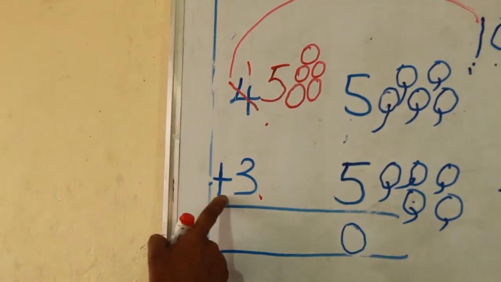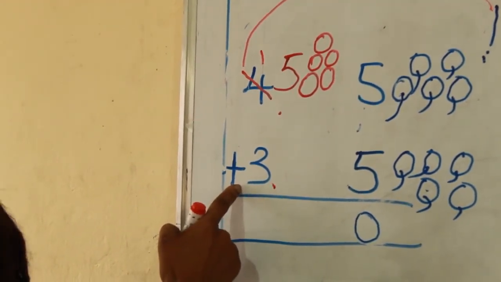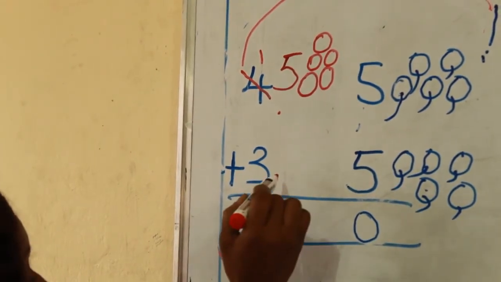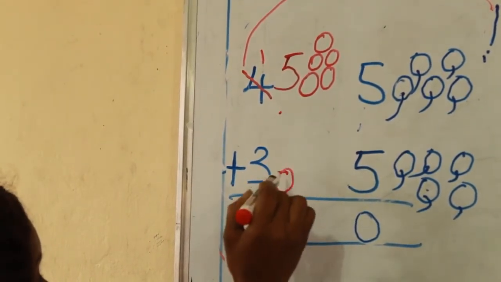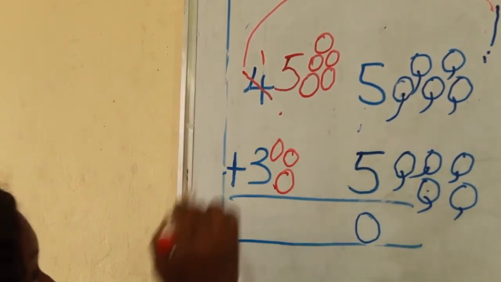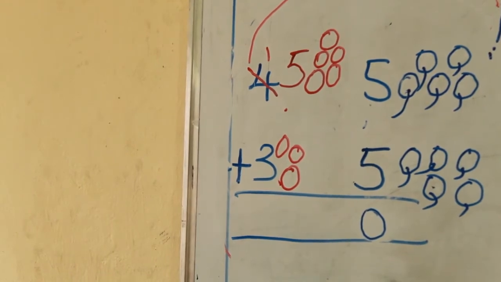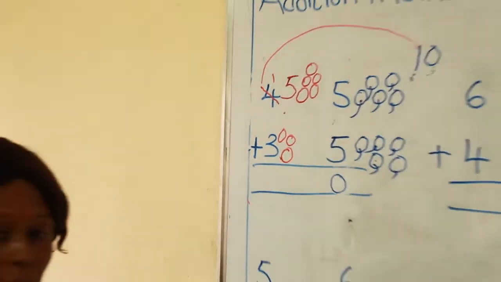And what number is this? This is number 3. Let's draw 3 counters for number 3. Count along with me. 1, 2, 3. So what do we do next? We are going to add them all up together.